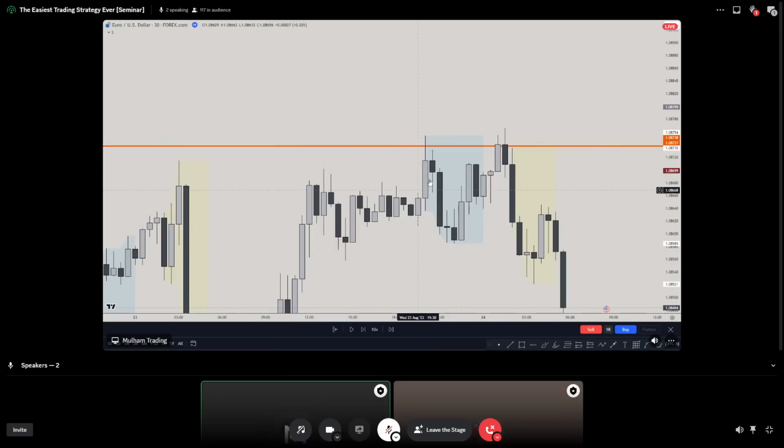Now, this trade right here was on the Asian kill zone. If you are someone who trades the Asian kill zone, then yes, maybe you can enter from here, and I believe it's going to be a winning trade already, right? So where's your entry at?